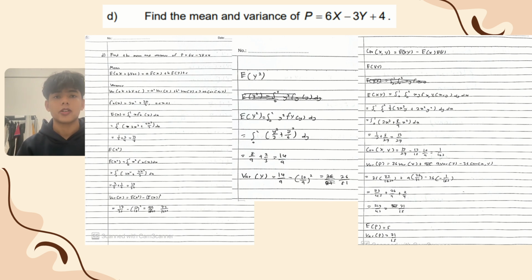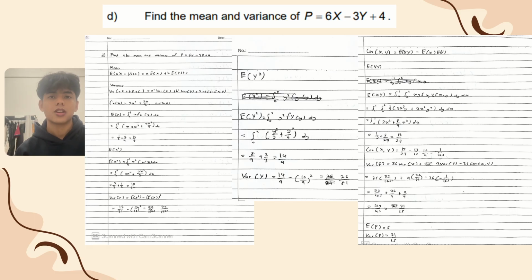Next, we need to find the variance of P. Here is the formula for the variance of a linear combination. The variance of aX plus bY plus c is equal to a squared times the variance of x plus b squared times the variance of y plus 2ab times the covariance of x and y. In this case, the constants are 6 and minus 3. So the variance of P becomes 36 times the variance of x plus 9 times the variance of y minus 36 times the covariance of x and y.